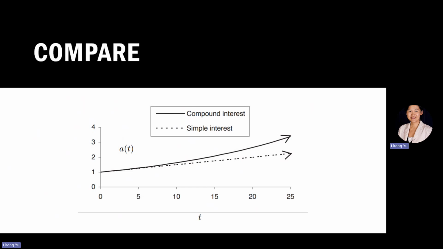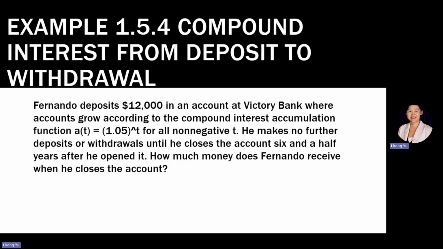And capital A has the original principal being k dollars. So we want to study how $1 is growing before we can study however much money is growing. All right, so let's look at an example, to apply compound interest for certain purposes.